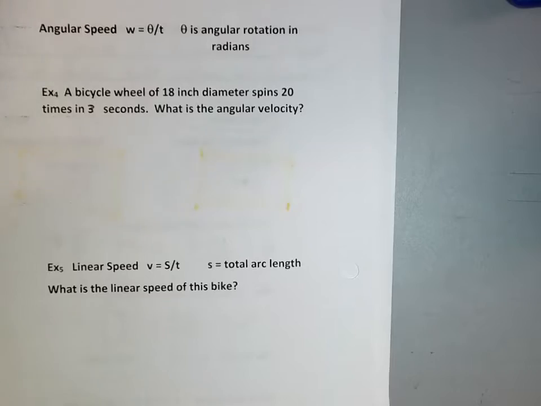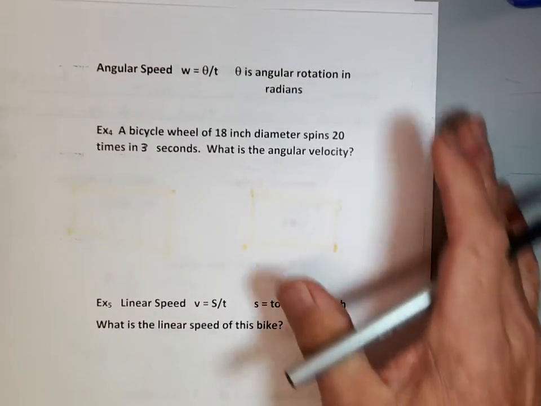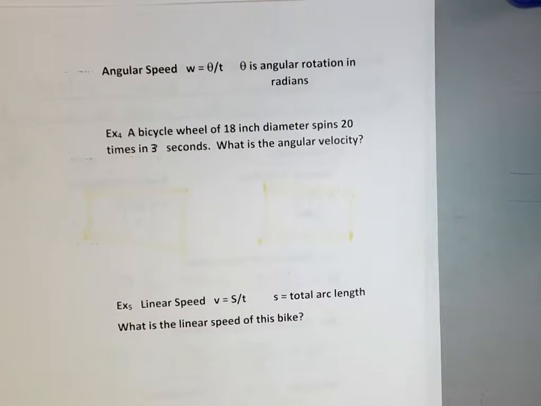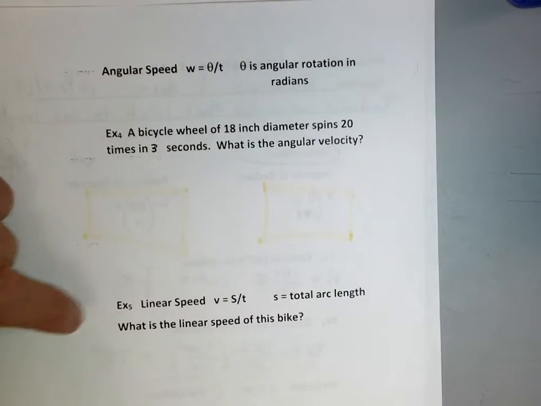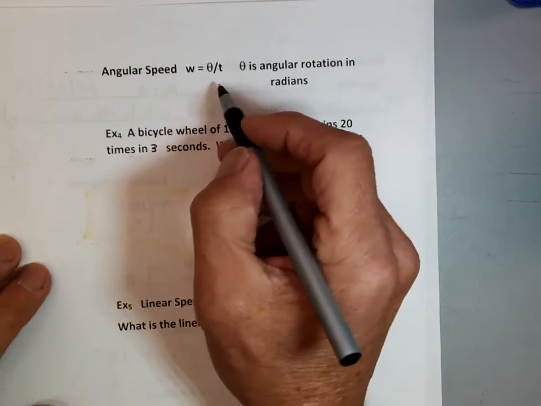Angular speed. So, angular speed, think about this. You've got a bicycle. You flip it upside down because you don't want to work on it, right? It's upside down. You spin the wheel. How fast is the wheel going? Well, the bike is not moving, right? It's upside down. So the bike's not moving, but the wheel's spinning, right? So that's angular speed. How fast is the angle rotating, okay? So angular speed is going to be omega, which is theta over time.